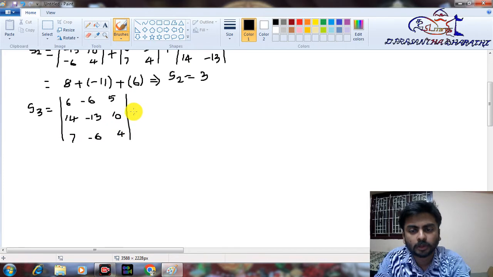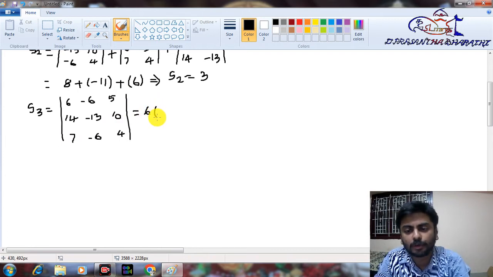So we are all aware of how to find the determinant. So 6 into, so -18 into 4. What is -18 into 4? That is -52.